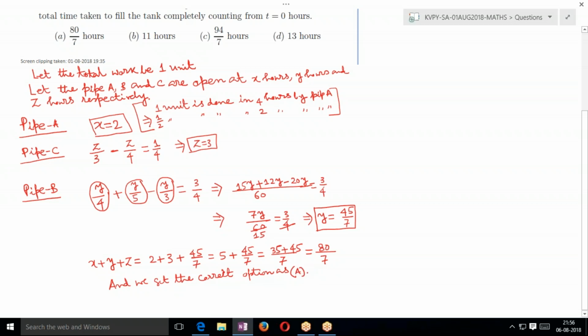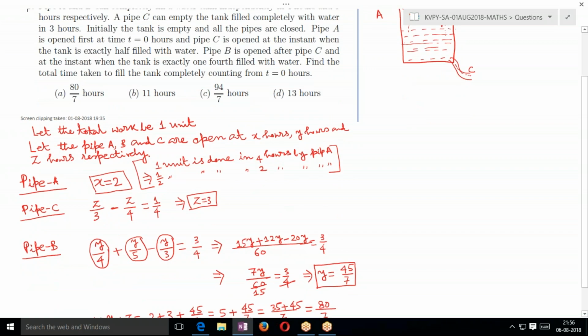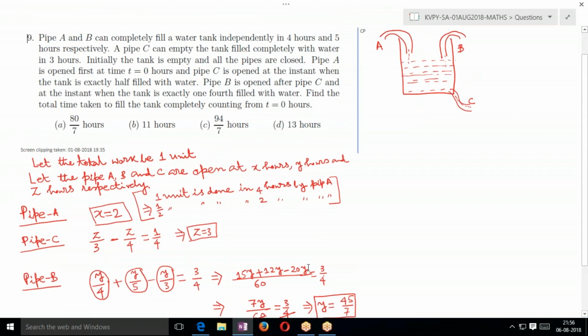Yeah. So Sri Ganesh, here is that pipe B. Once pipe A and pipe C have done their task, then pipe B comes into the picture. Pipe B is opened at what instant, at what situation? After pipe C and pipe A are already running, and the instant when the tank is exactly 1/4 filled with water.